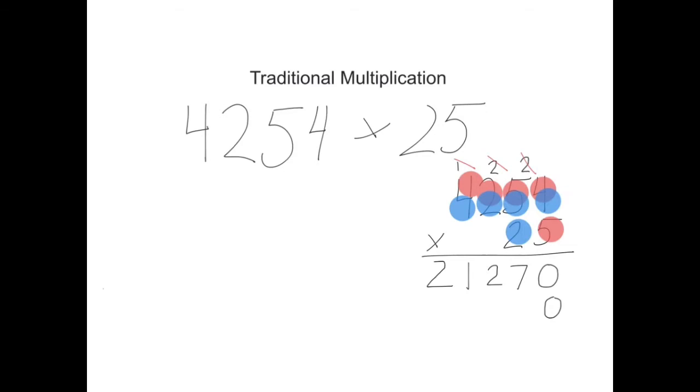So you can pause and do this on your own to come back and check. 2 times 4 would be 8. 2 times 5 is 10, and I'm going to carry my 1. 2 times 2 is 4, plus 1 is 5, and 2 times 4 is 8. I've now multiplied both of my digits, so all I have left is to add.